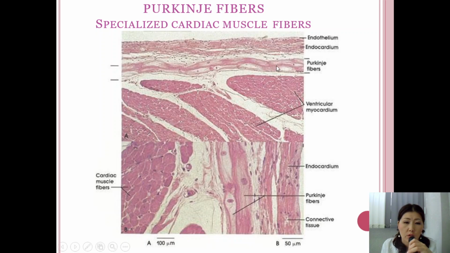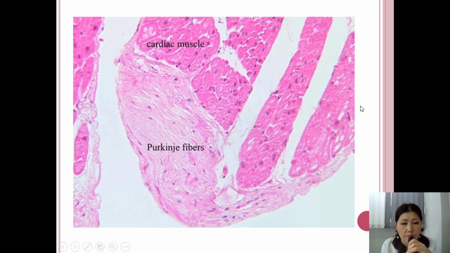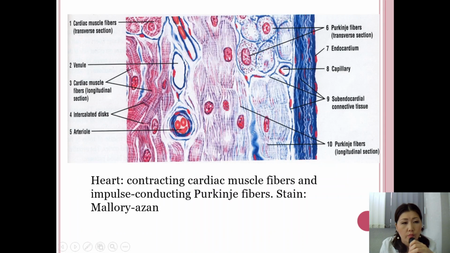This is cross section, and this is a longitudinal section of heart wall. Here also we can see a cardiac muscle and Purkinje fibers. One more diagram about heart wall, contracting cardiac muscle fibers and impulse conducting Purkinje fibers.